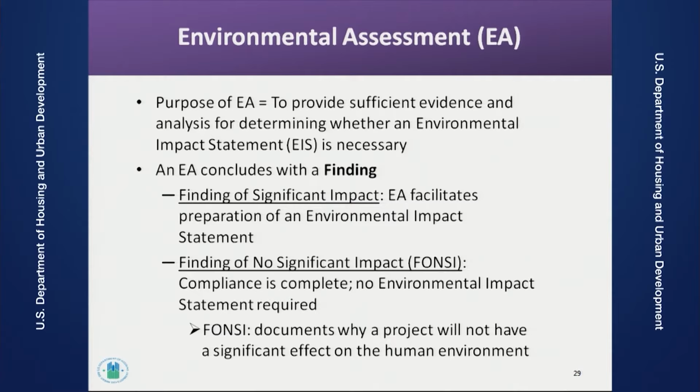So our next level of review is the environmental assessment, or EA. The purpose of an environmental assessment is to determine whether the project will have a significant impact on the human environment. So environmental assessments conclude with a finding. If at the conclusion of your environmental assessment you make a finding of significant impact, then an environmental impact statement is required. However, if HUD makes a finding of no significant impact, then the analysis is complete. This is known as a FONSI, and it will generally be the last thing you do at the end of an environmental assessment.